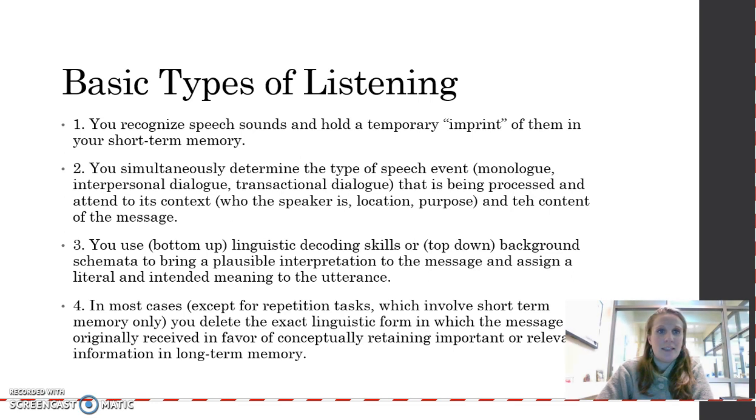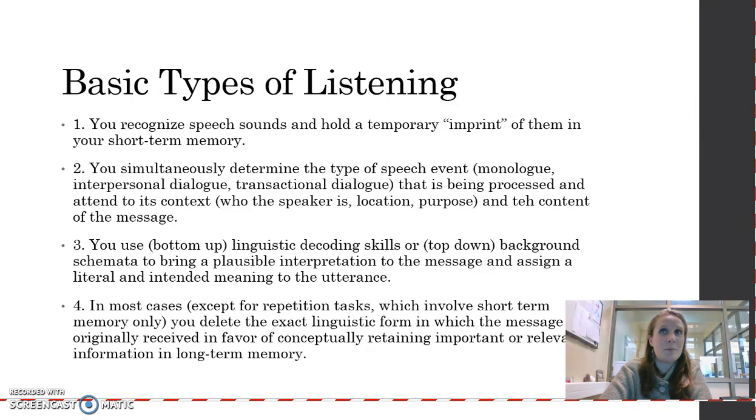So there are some basic types of listening that we do. First, we can recognize speech sounds that hold a temporary imprint in our short-term memory. This is what we do when we listen and write the word, but it's not really comprehension, it's just the sound. The second thing we can do is simultaneously determine the type of speech event.